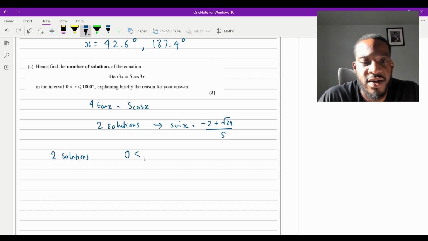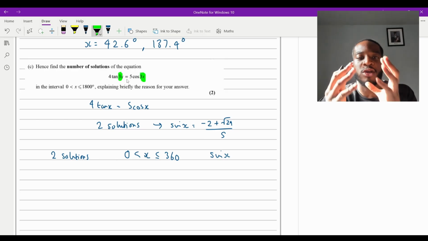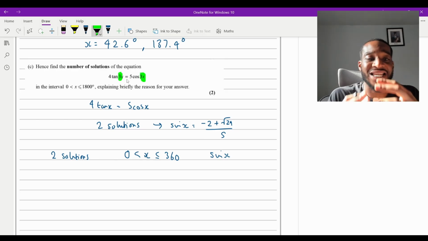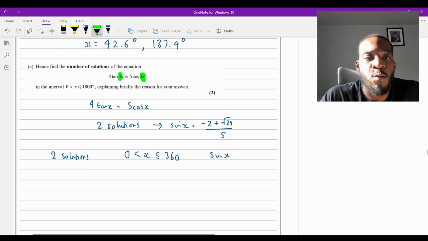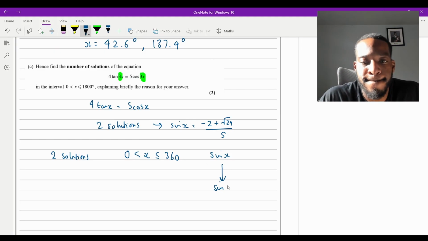So I'm going to write 0, x, and 360, right? This was when we had sin x. Now, the moment this is a 3x, you can just imagine that all of the algebra will be the same. The only difference is that the argument, the angle, is going to be 3x now instead of x. And I'm going to put sine 3x here.